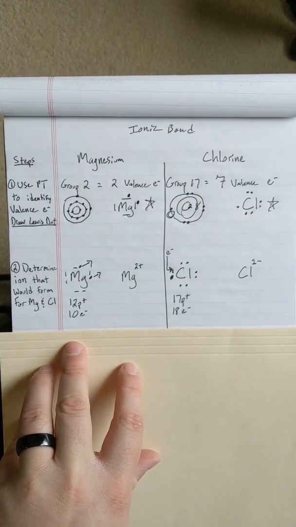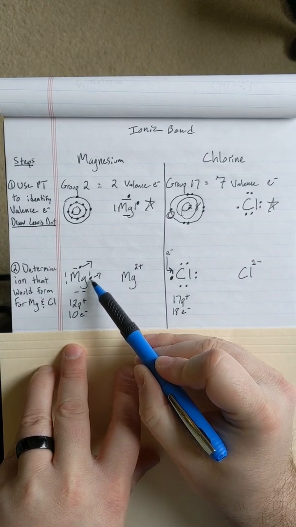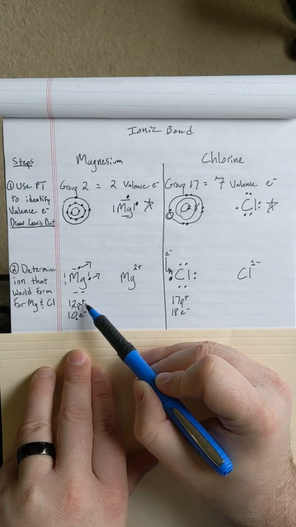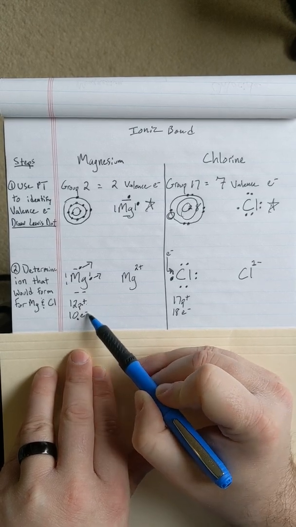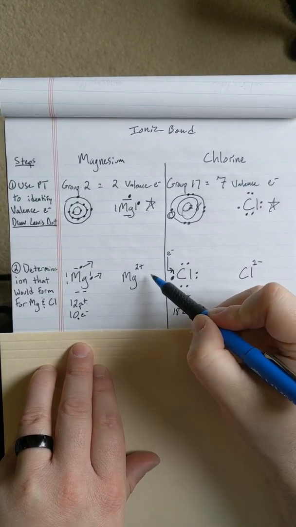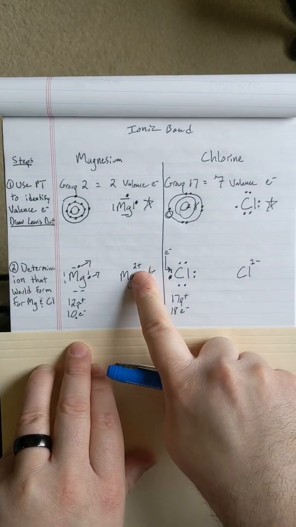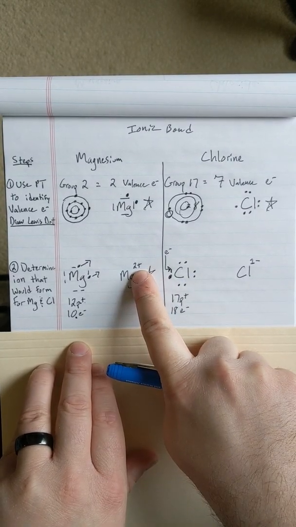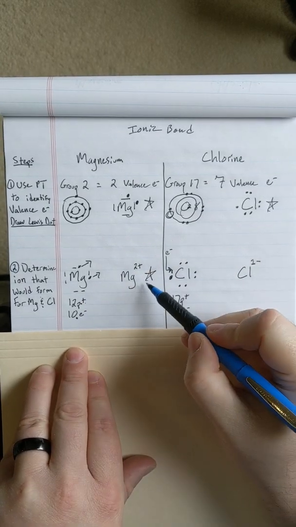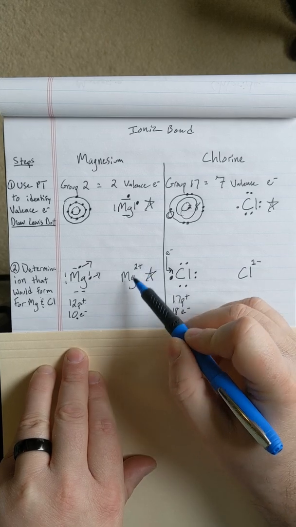But if it gets rid of 2 of its electrons to have that full outer shell, well, now we only have 10 electrons. So we have 12 positive charges and 10 negative charges. So that means that magnesium gets a 2+ charge, because now we have 2 more positives than negatives. So you need to be able to identify the charge here.